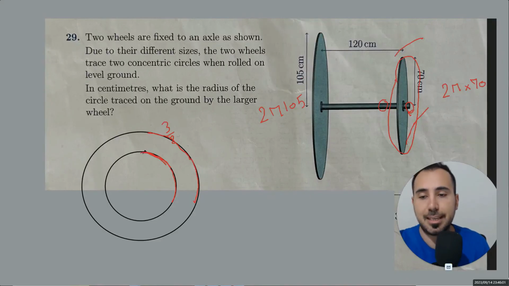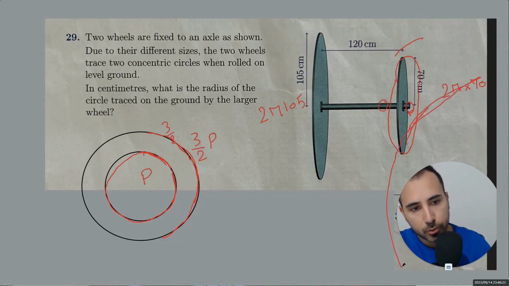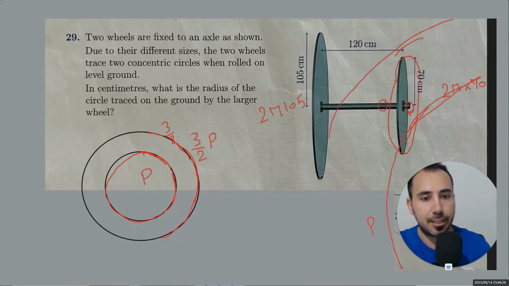So what I can say here, if the perimeter of this circle is P, I'm going to call it P. The perimeter of the huge one, the larger one, will be 3 over 2 of P. So if this one is P, the larger circle over here is 1.5 of that amount. So the ratio of the perimeters is the ratio of this radius over this radius.